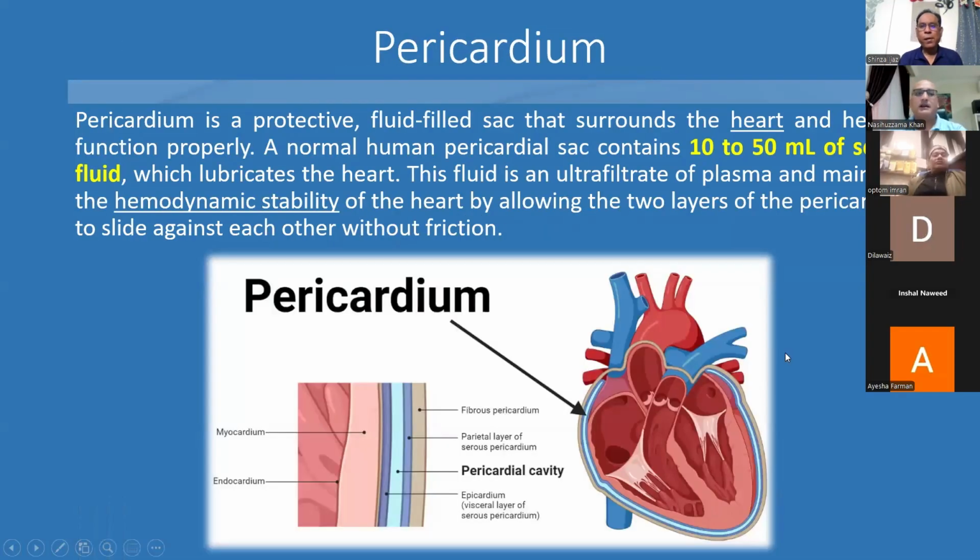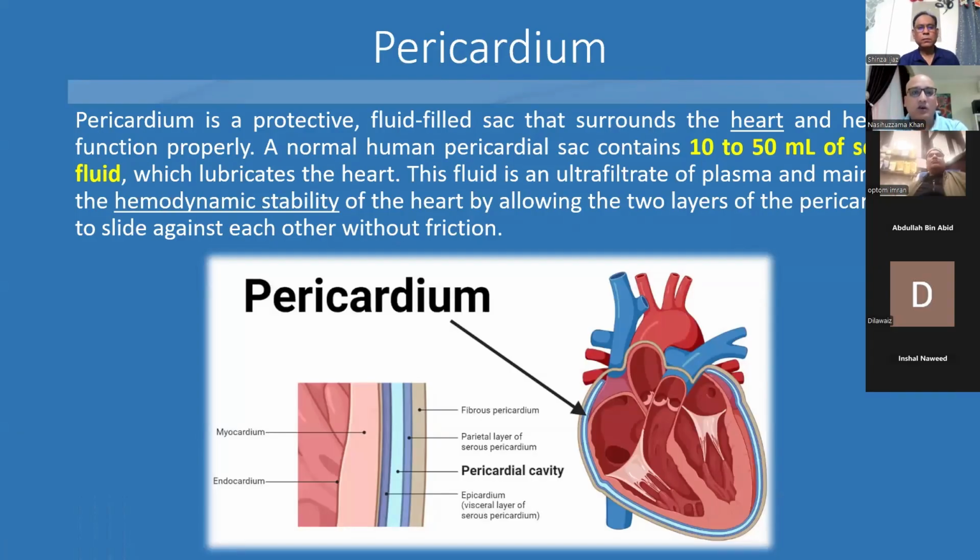So what is pericardium? Pericardium is a protective fluid-filled sac that surrounds the heart and helps it function properly. A normal human pericardial sac contains 10 to 50 ml of serous fluid, which lubricates the heart. This fluid is an ultrafiltrate of plasma and maintains the hemodynamic stability of the heart by allowing the two layers of the pericardium to slide against each other without friction.